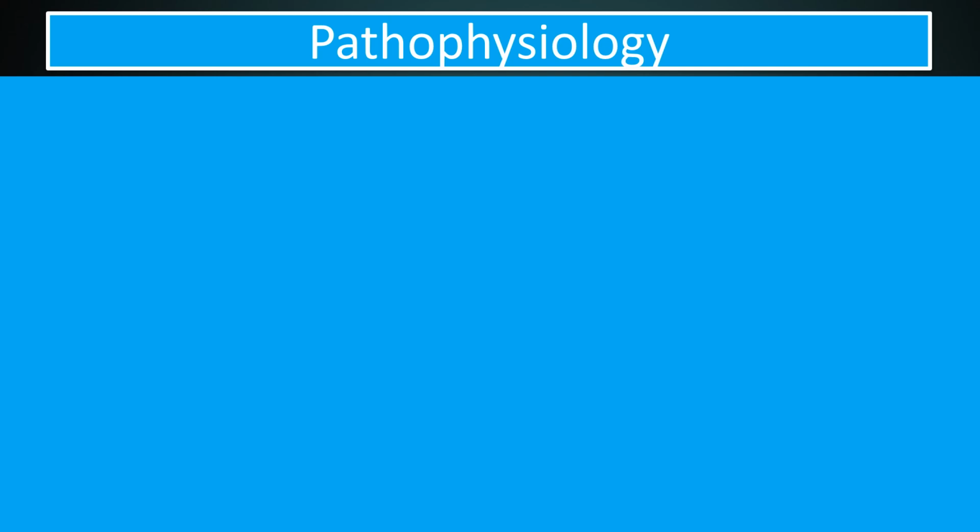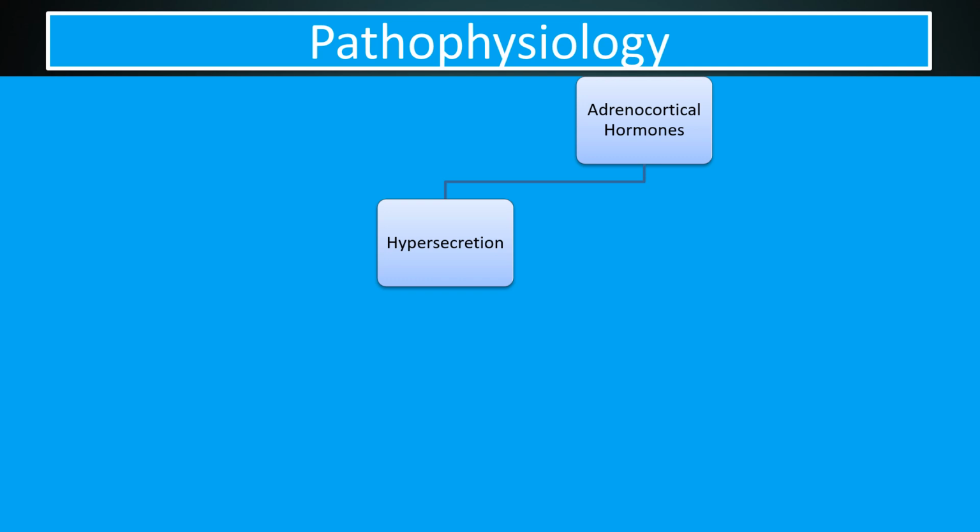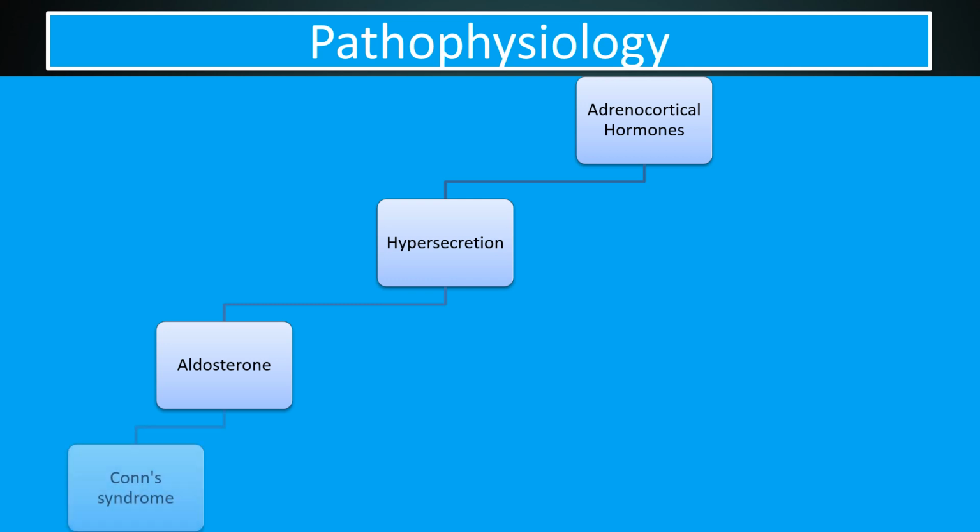Now let us discuss and demonstrate the hierarchy of pathophysiology of adrenocortical hormones. Adrenocortical hormonal dysfunction is either due to hypersecretion or hyposecretion. In case of hypersecretion of aldosterone from a lesion originating from the adrenal gland, that is what we call primary hyperaldosteronism or Conn syndrome.